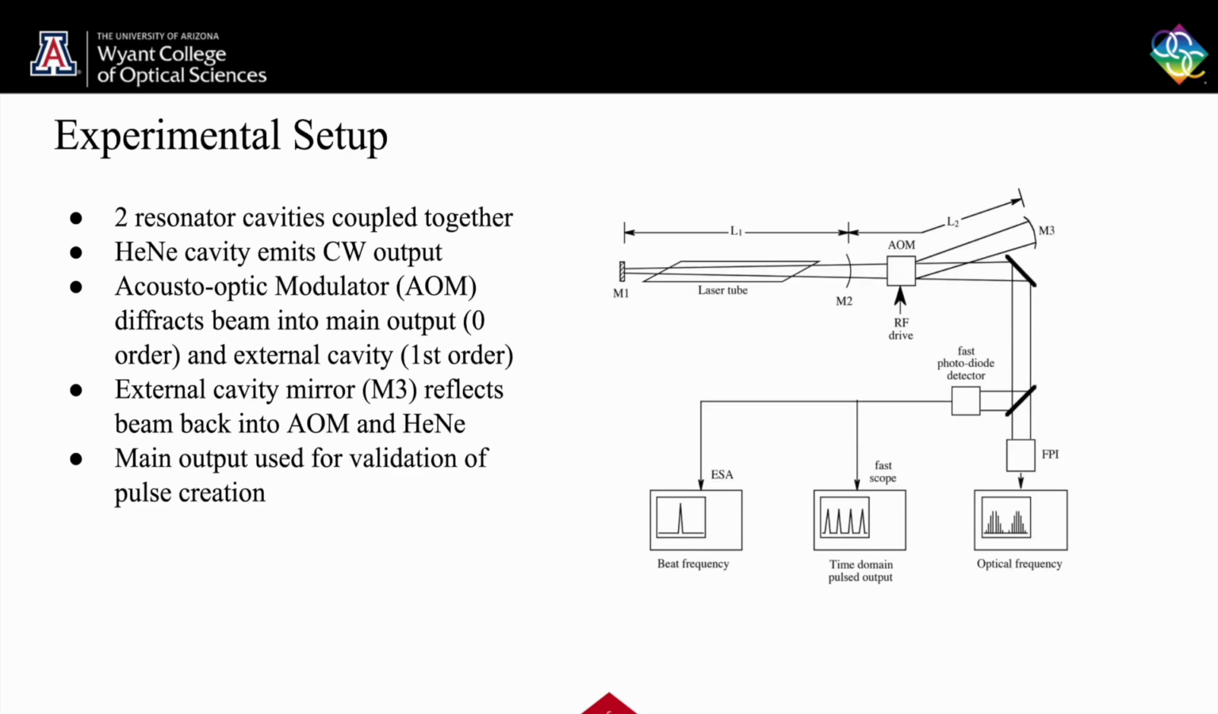Our experimental setup involves two coupled resonator cavities, a HeNe in an external cavity from a mirror M3, and an acousto-optic modulator, AOM, which diffracts the beam into the main output and the secondary cavity output. The main output will be used to verify that we have successfully mode locked our laser.